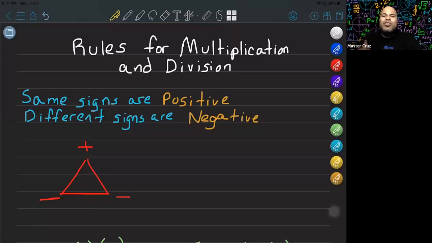And today we're going to learn about the rules of multiplication and division. So here we go. Same signs are positive, different signs are negative. That's all you got to learn. Those are the rules for multiplication and division.